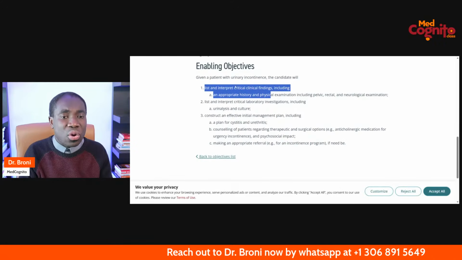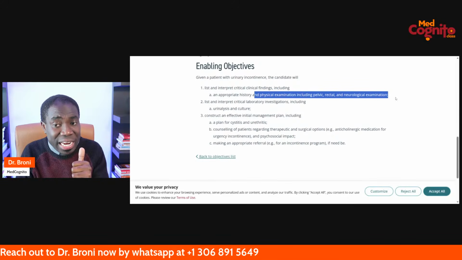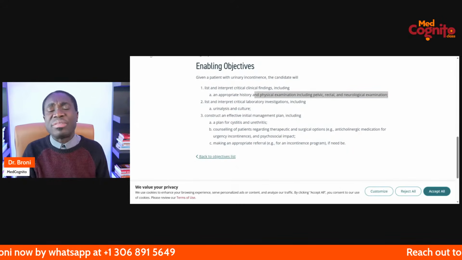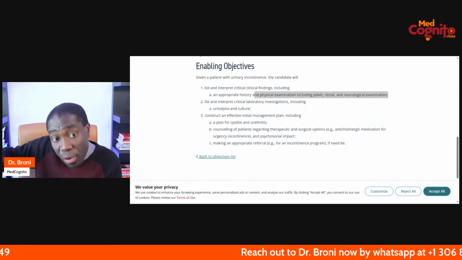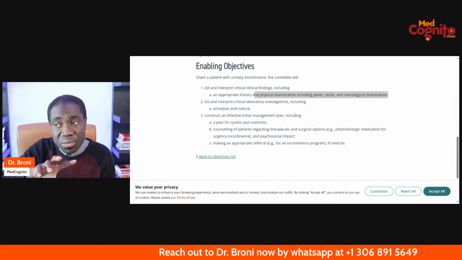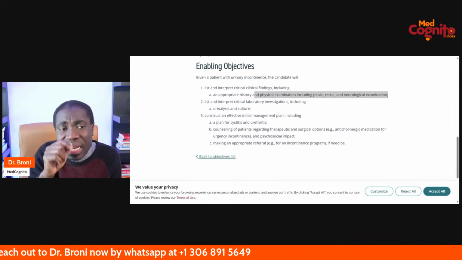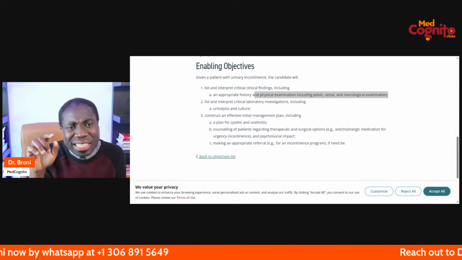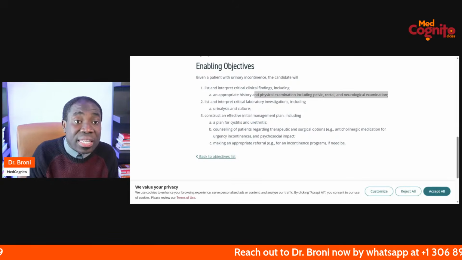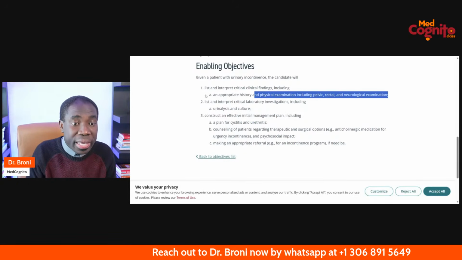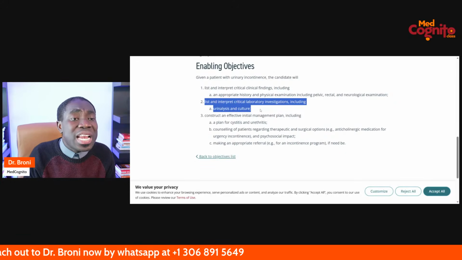Then they went on, and physical exam, including pelvic, rectal, and neurologic exam. So for example, if you have somebody with a neurogenic bladder, what physical exam features point to that? If you have somebody with prostate cancer, how does prostate cancer feel on physical exam? How does that differ from benign prostatic hyperplasia on physical exam? Okay, and then list and interpret critical laboratory investigations, including urinalysis and culture.